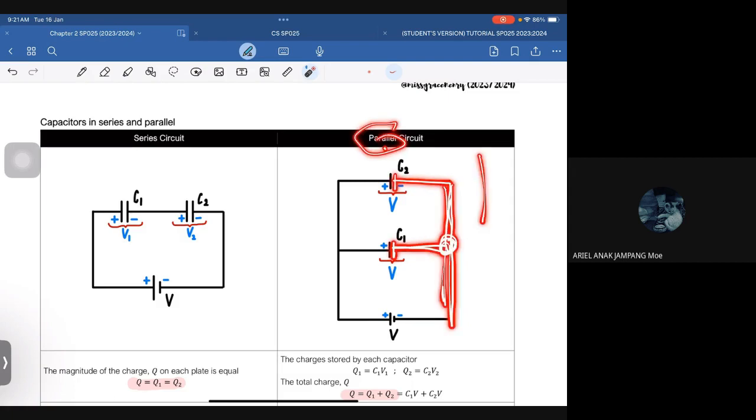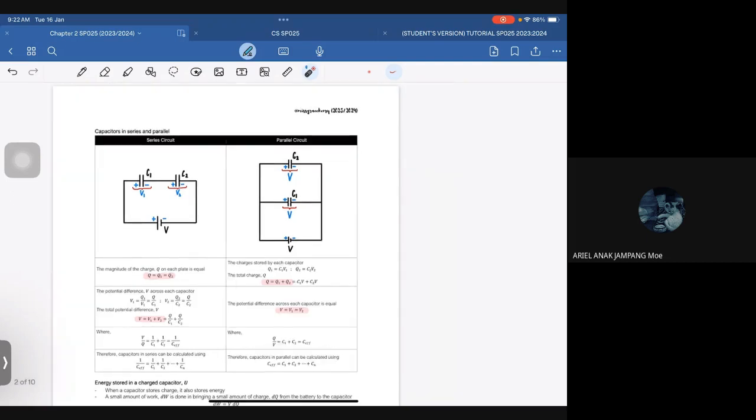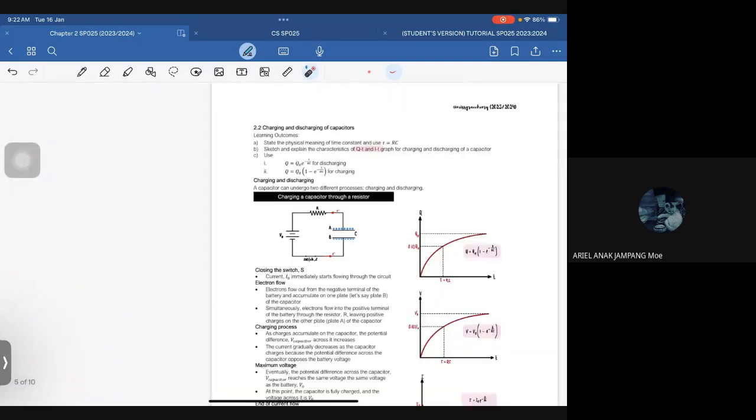So macam mana dia lukis pun, kalau dia tidak tutup pun di sini, jangan kamu assume dia satu single wire. Yang ini ni masih consider as junction. So itu masih lagi consider as parallel circuit. Okay, so make sure kamu tahu lah macam mana differentiate series dengan parallel circuit. Okay, that is for 2.1.